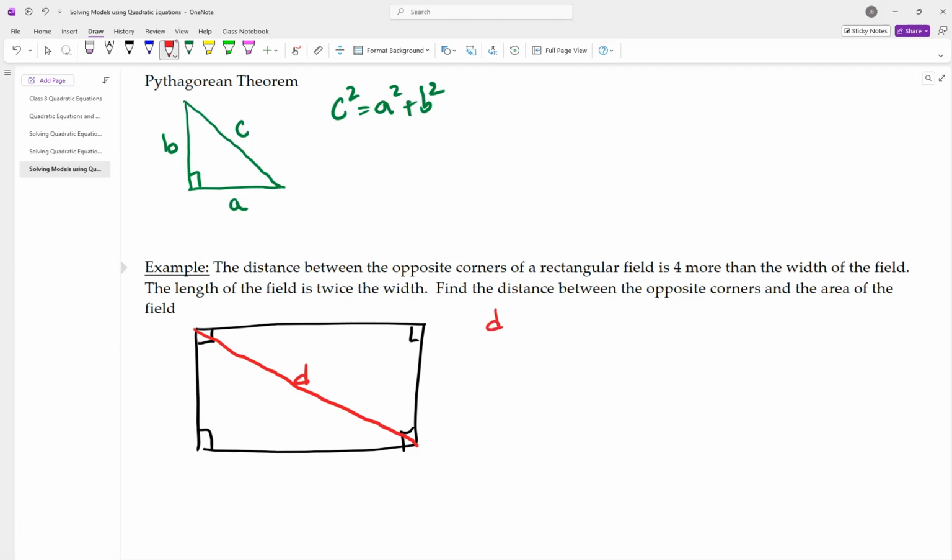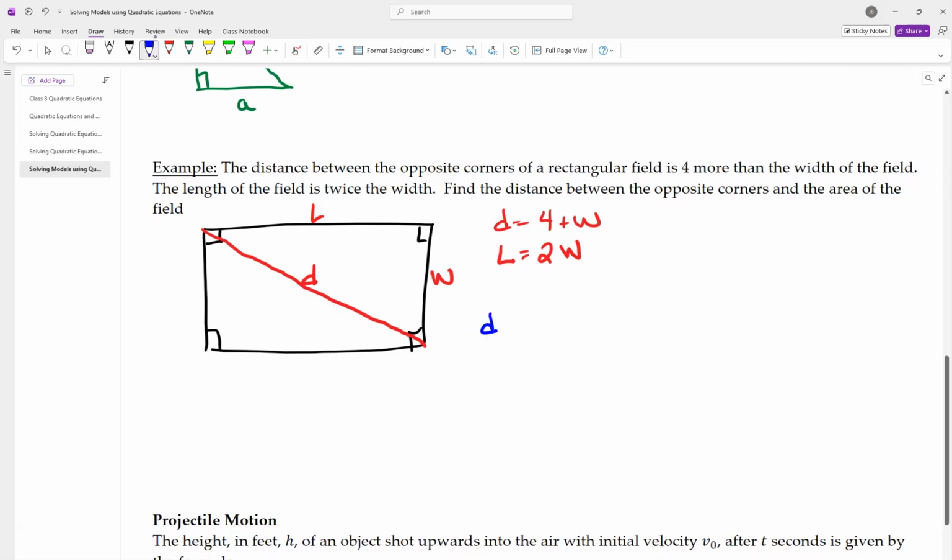Okay, so D is 4 more than the width of the field. I don't know which one's the width. Let's do this as the width, and this will be the length. And then it says the length of the field is 2 times the width. Okay, I maybe chose correctly. Find the distance between the opposite corners and the area of the field. Well, area of the field might be an easier question, but let's tackle these in order.